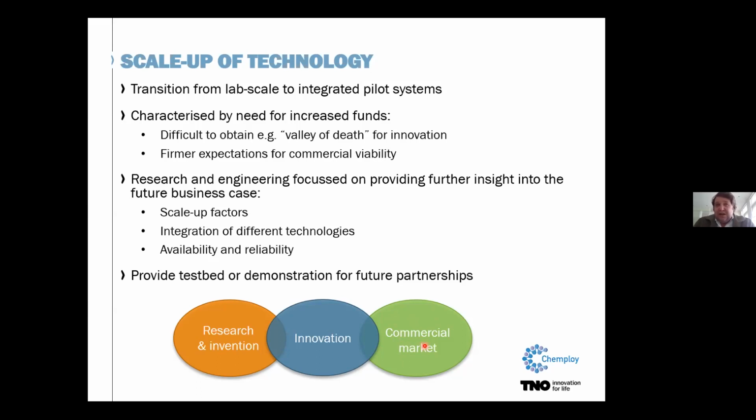Then, of course, the other aspect that also receives a lot of attention is availability and reliability. Typically, industrial scale units run 24/7 or in batches of longer durations. And to that, you need to start showing that the technology can actually do that, consistently providing the necessary product with a reasonable uptime.